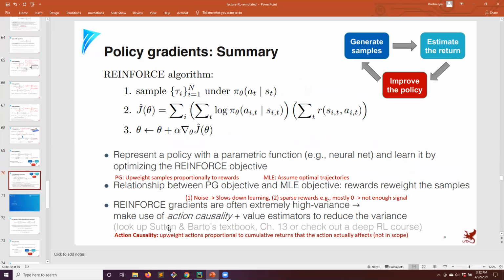And this part here is actually not really in scope, but we can make use of action causality and value estimators to help solve this issue. Action causality is when we upweight the actions proportional to the cumulative returns that the action actually affects.